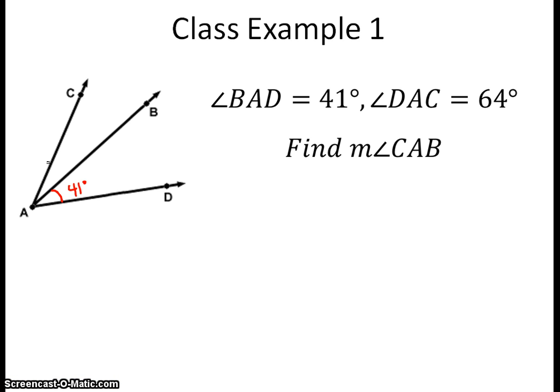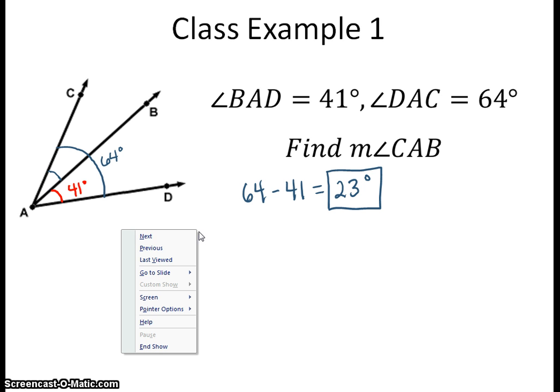Angle DAC, that's the whole thing. This whole thing is 64 degrees. And it wants us to find the measure of angle CAB. It wants to know this little piece right here. Well, if we know that the whole thing is 64, and we know that this little piece is 41, we can find what's left over by subtraction. So 64 minus 41 degrees equals 23 degrees. And so the measure of angle CAB is 23 degrees. Let's try another one.